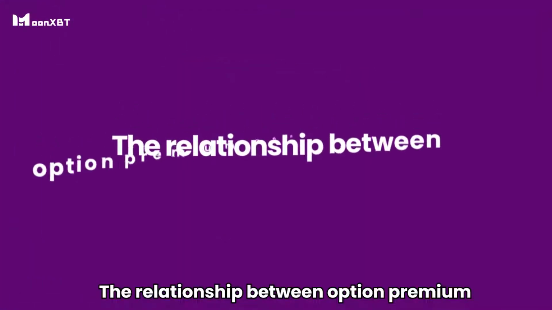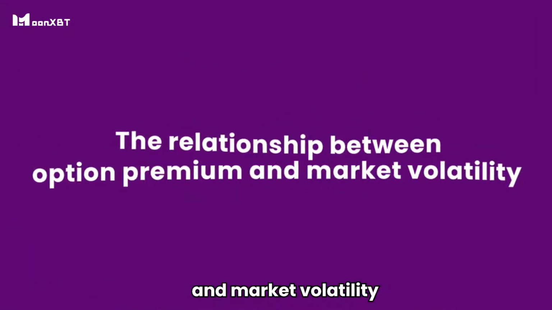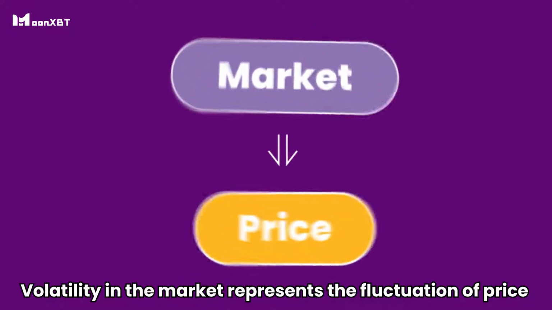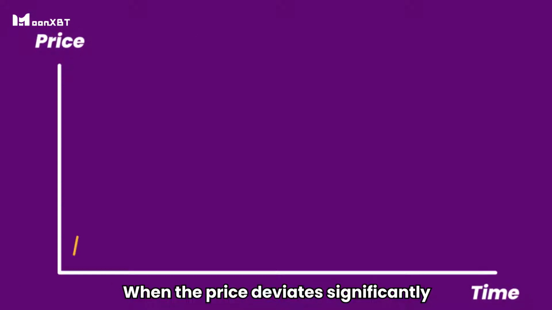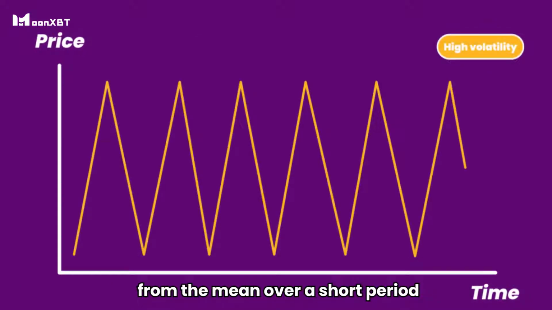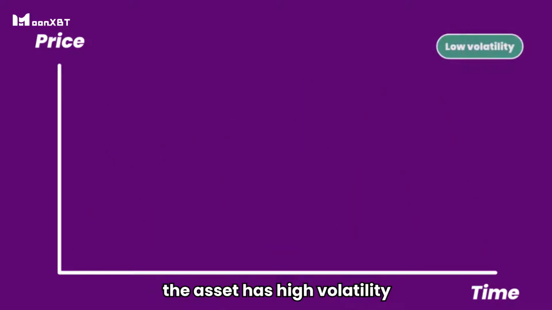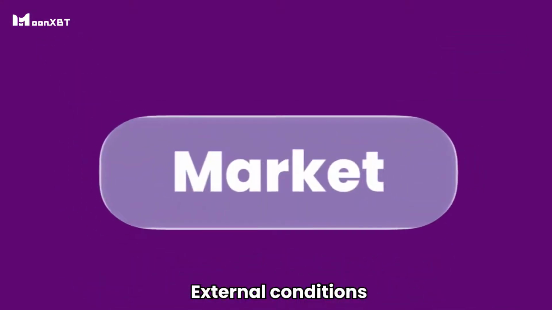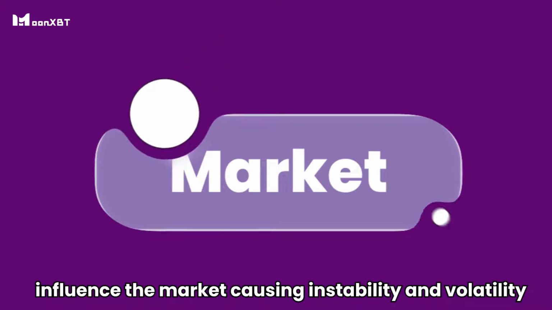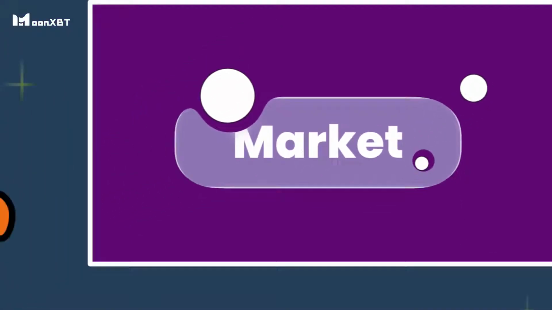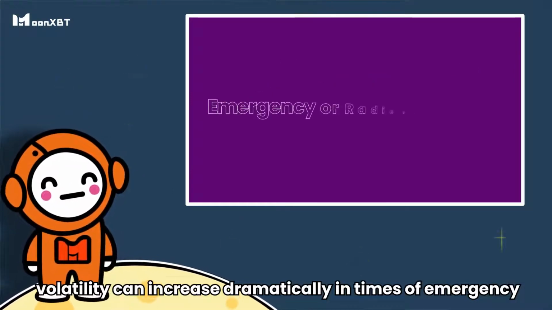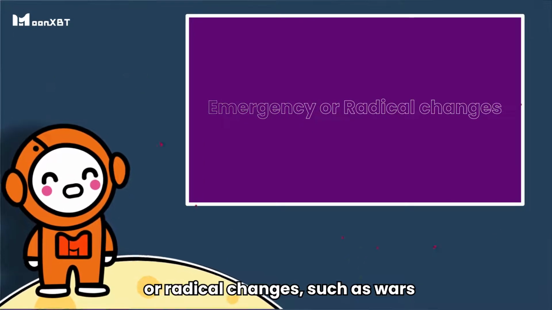The relationship between option premium and market volatility. Volatility in the market represents the fluctuation of price. When the price deviates significantly from the mean over a short period, the asset has high volatility. Conversely, when there is little movement in the price, it has low volatility. External conditions influence the market, causing instability and volatility. For example, volatility can increase dramatically in times of emergency or radical changes, such as wars.